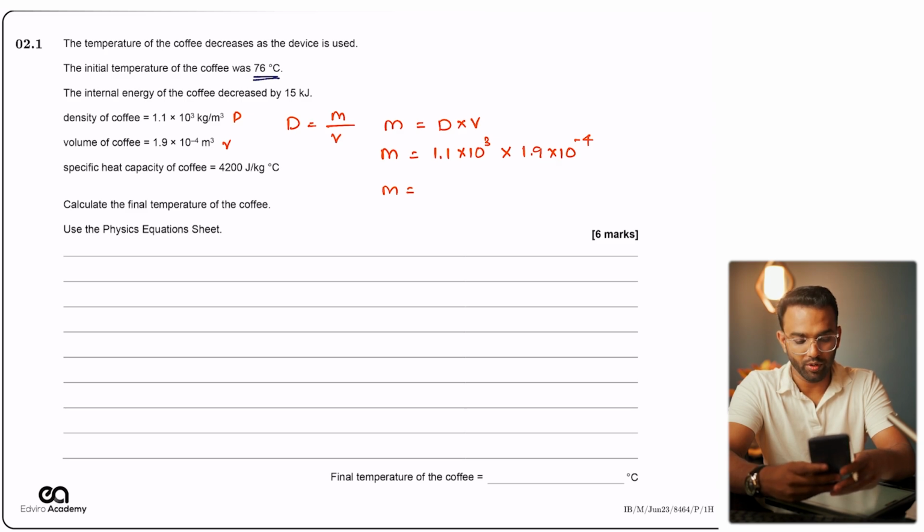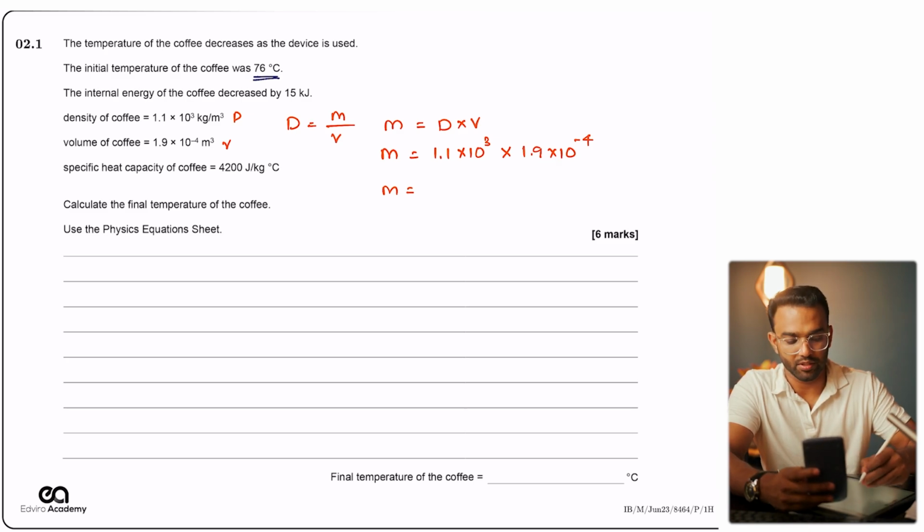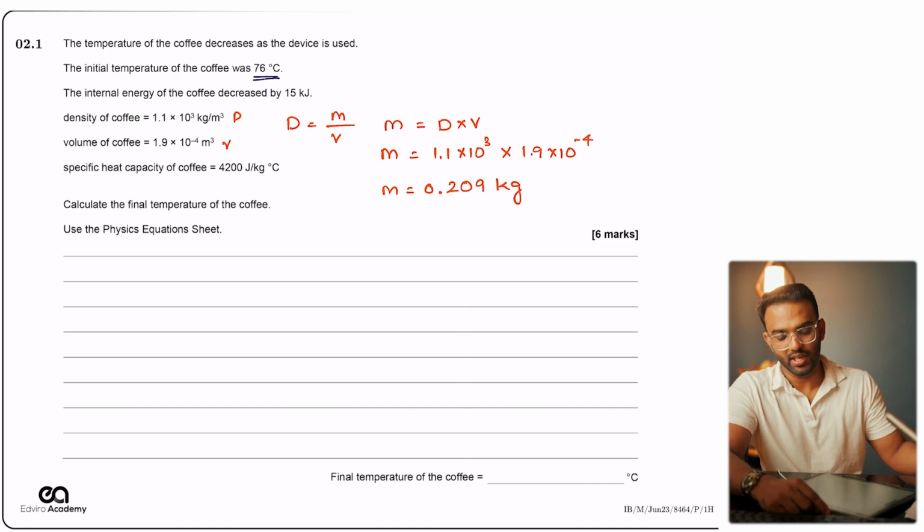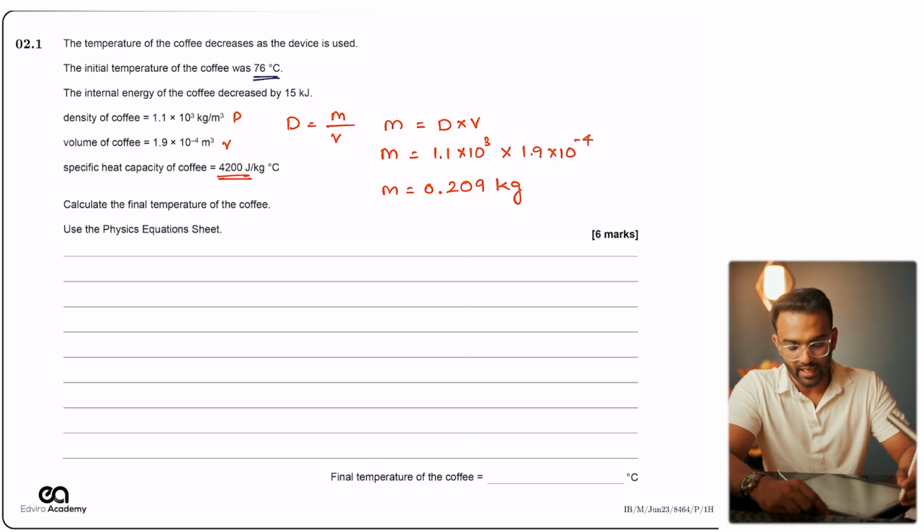All right, so 1.1 times 10 to the power of 3 times 1.9 times 10 to the power of minus 4 is giving me an answer of 0.209 kilogram. All right, so we got the mass of the coffee. Now, specific heat capacity of coffee is that much. Calculate the final temperature of the coffee.